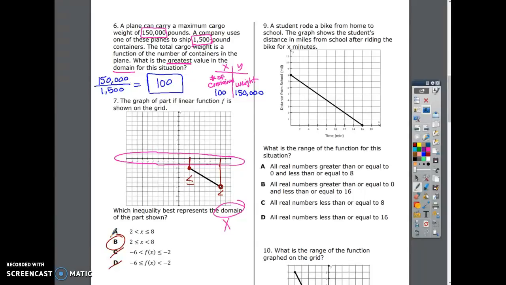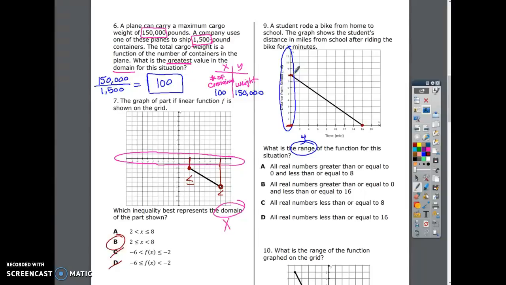Number 9. What is the question asking on number 9? I just need the range. Number 9 is asking for the range. What is range again? It's the Y values. So I'm looking only on the Y side. From what number to what number does it go? From 0. 0 is the lowest one. You see this point is at 0, and it goes all the way up to 8.